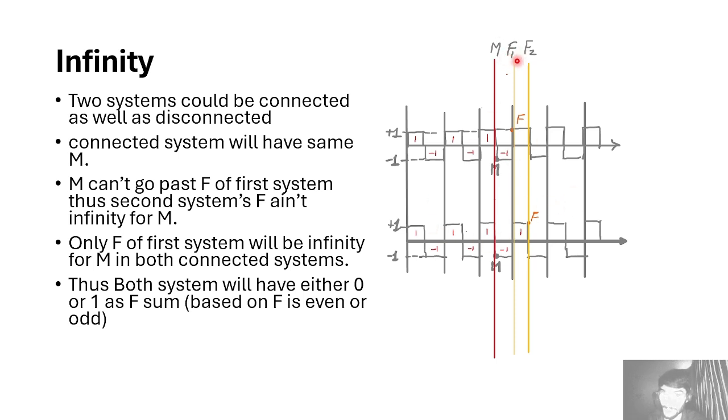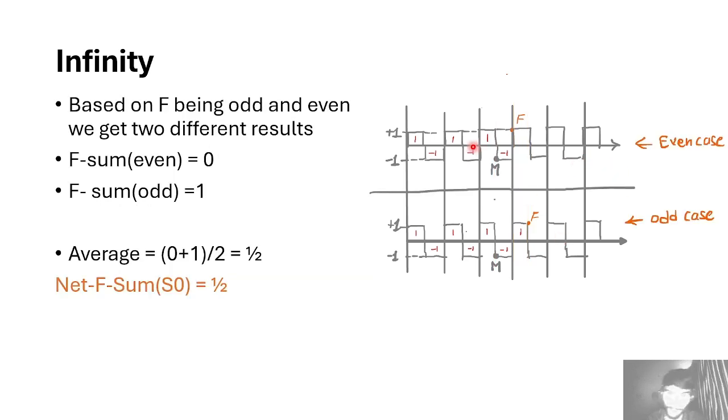So since F1 was giving the even sum, here in both cases the F sum will be 0, right? And if the F marker was at an odd position, then the F sum would be 1 for both cases. So now since we can have F at an even position and F at an odd position, we can get two F sums, for even and odd. What we do is take the average of them and we'll get the net F sum.